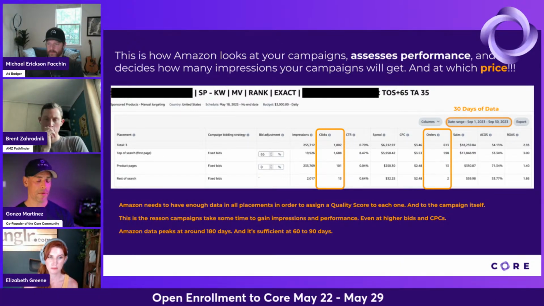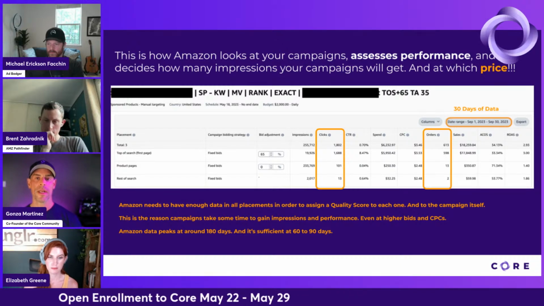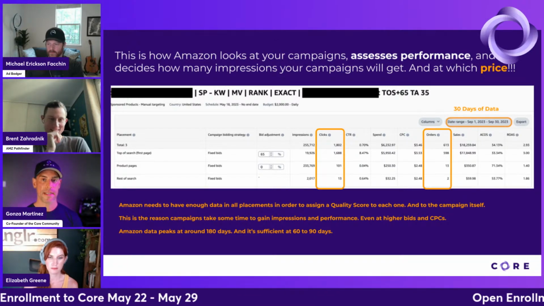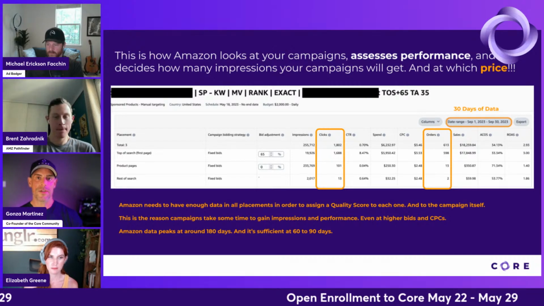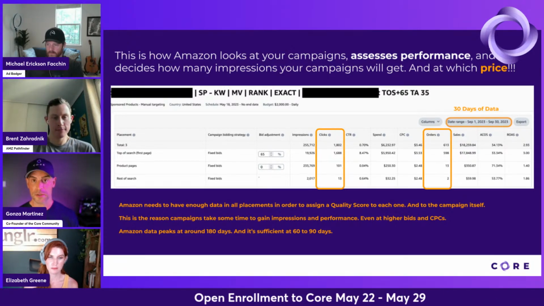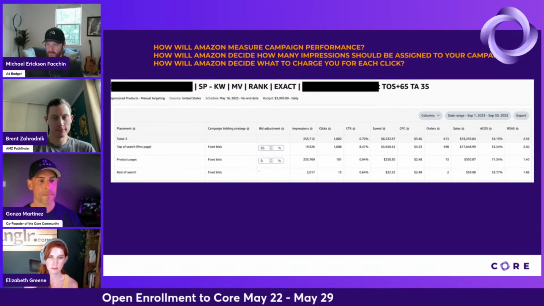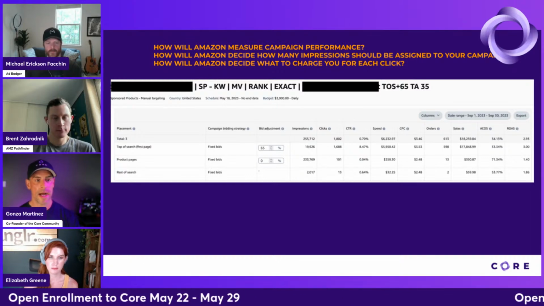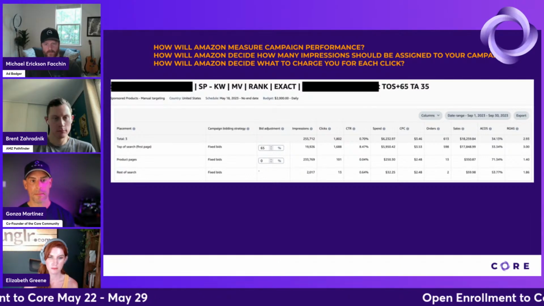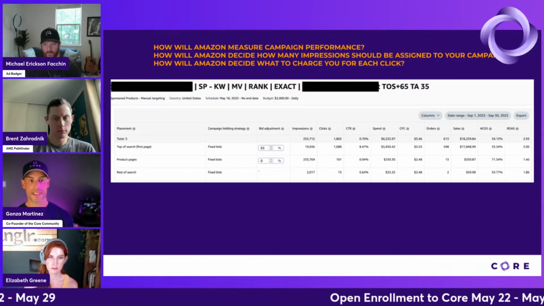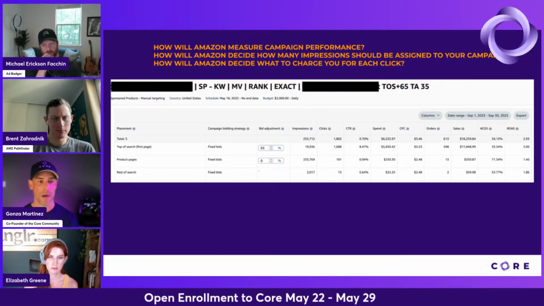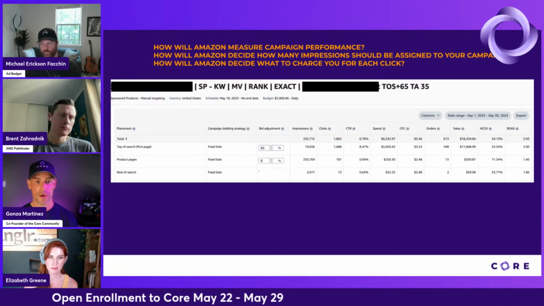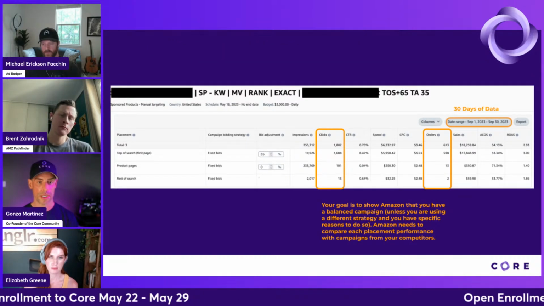You need to show up for yourself and show performance to Amazon and hold that for a number of days. And that's the reason why, as those campaigns are running, they tend to perform better and better. And that's observable, and we all see that, right? So how will Amazon measure campaign performance? How will Amazon decide how many impressions should be assigned to your particular campaign? And how will Amazon decide what to charge you for each click? This is what we're going to look into today.